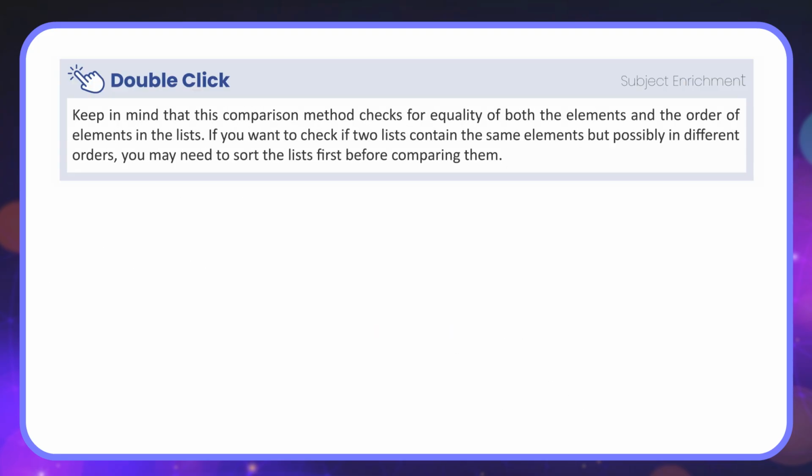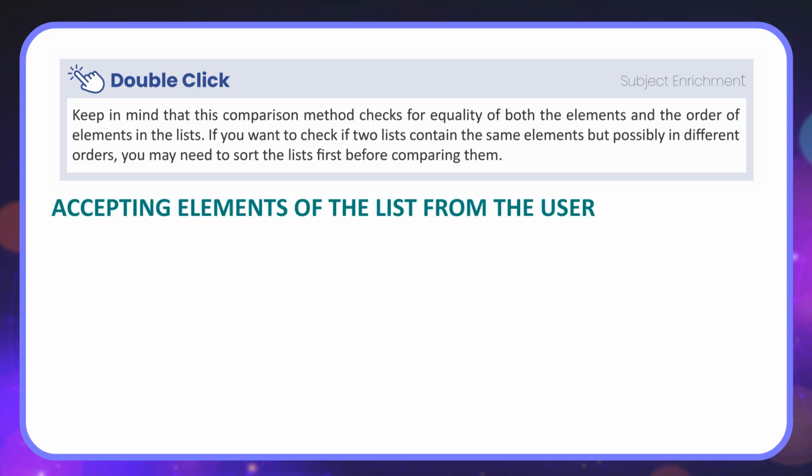Double-click, subject enrichment. Keep in mind that this comparison method checks for equality of both the elements and the order of elements in the list. If you want to check if two lists contain the same elements but possibly in different orders, you may need to sort the lists first before comparing them.